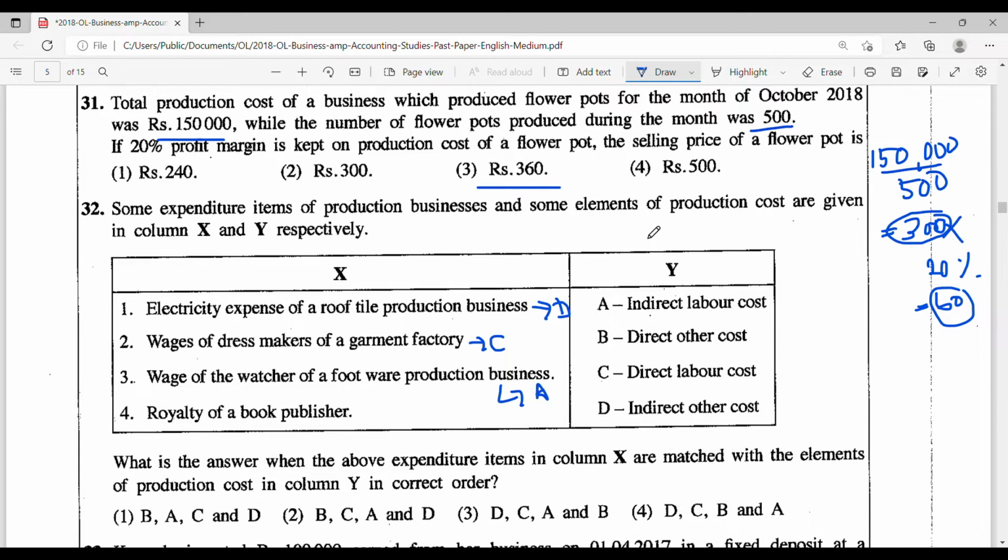Finally, royalty of a book publisher. Here, for each book you publish, you will have to pay royalty. So, per book issued, you can measure the royalty expense. So, it's a direct cost. But is it material related? No. Is it labor related? No. Then it will fall into direct other cost category. So, here it will be B. So, for question number 32, the correct answer is answer 3, going in the order of D, C, A and B.